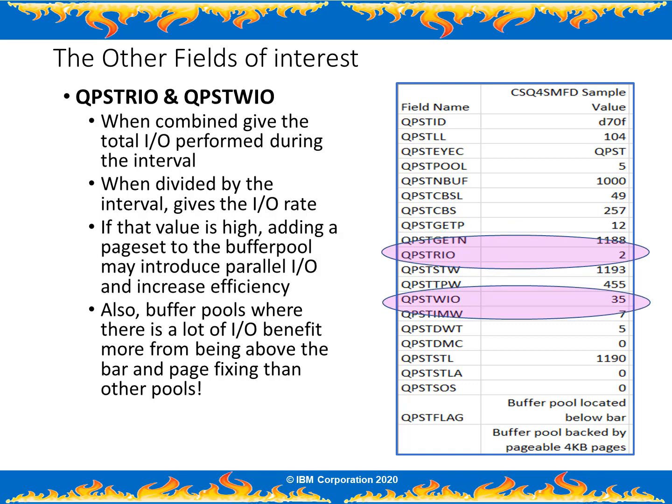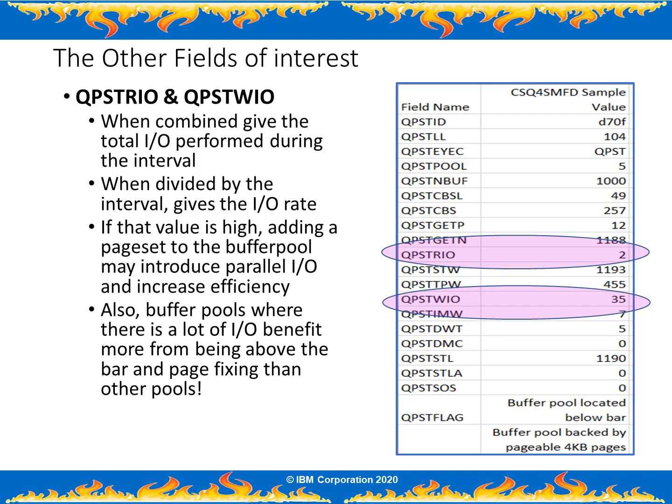The read and write I/O counts give the full picture of I/O that took place during this interval. The rate can be calculated by the total number of I/Os, that is the total of the read and write operations, divided by the interval duration. The interval duration is in the general record header area preceding the buffer pool statistics.